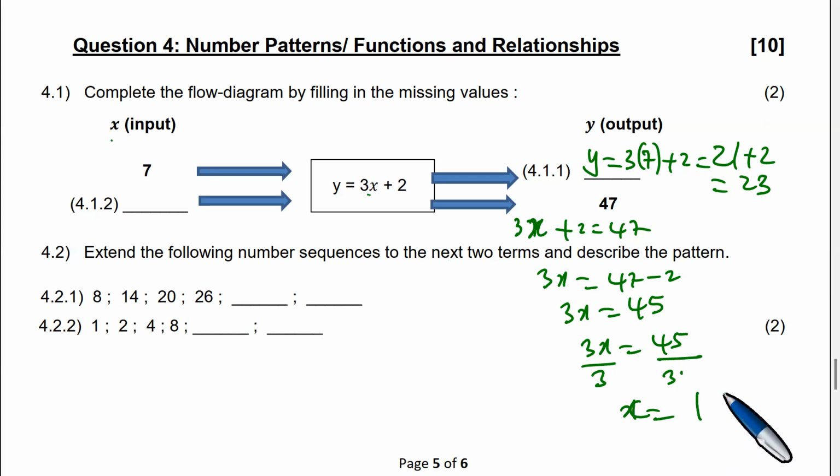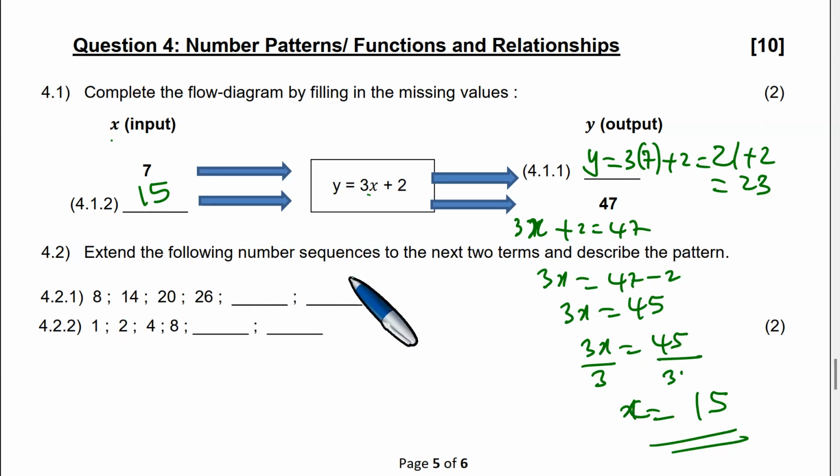15. 45 divided by 3 is what? 15. So the answer is 15, because if x is 15, put it here. What is 3 times 15? The 45. Plus 2? 47. 47, that's the answer.